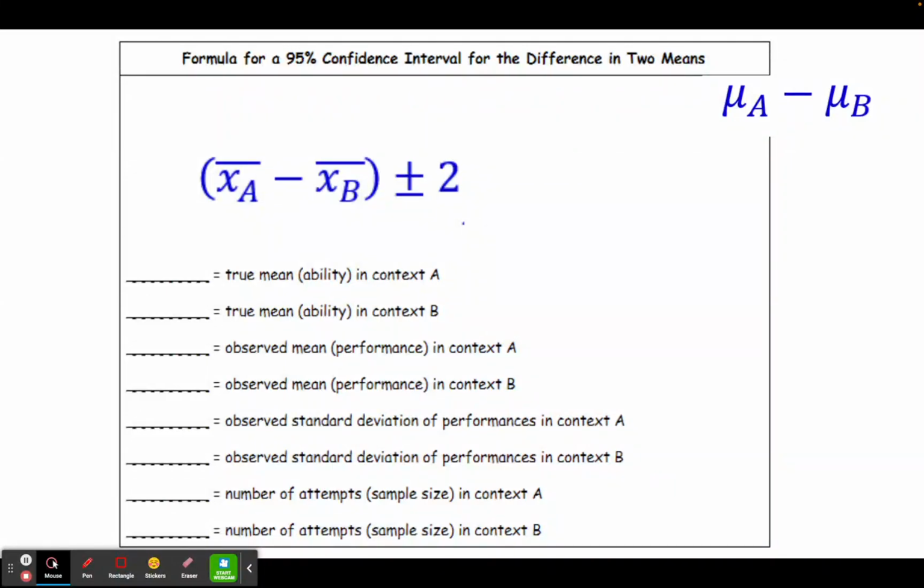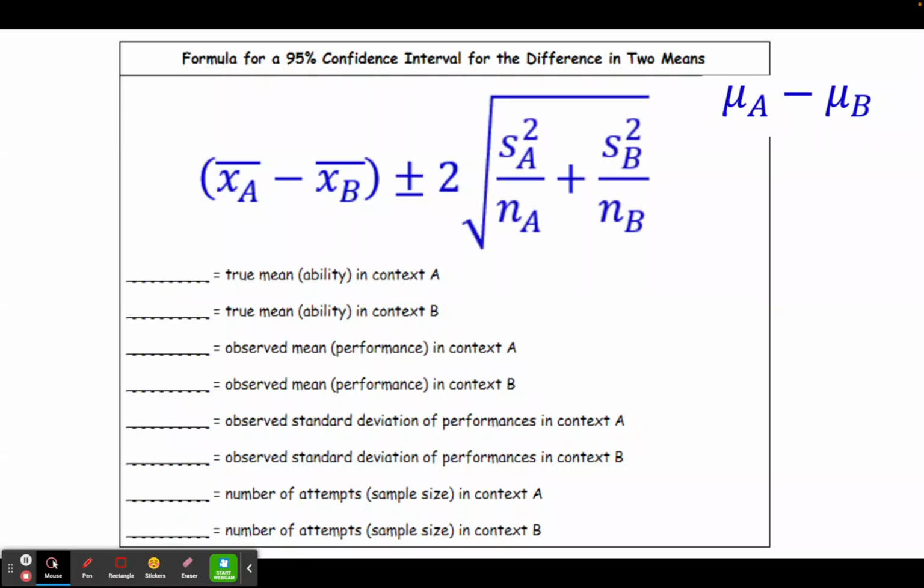Then we do plus or minus 2, just like we do in every formula. And this is what it looks like under the square root. Be careful when you're copying this formula down. This A down here is a subscript, meaning the standard deviation in context A. This 2 up here is a power, so it's the standard deviation squared in context A. Then we divide that by N A, and then we do the same thing for context B.